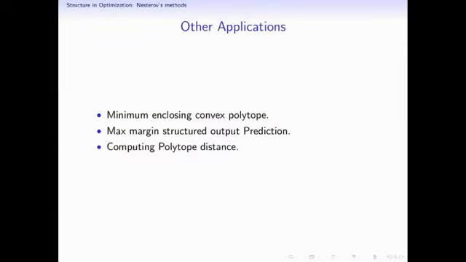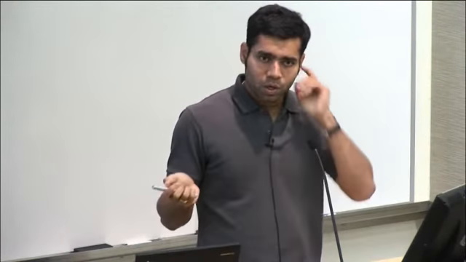So, pretty close to the end of my talk. Some other applications where I applied these things include the problem of finding the minimum enclosing convex polytope, which is again a computational geometry problem. The problem is that you have a set of points and a fixed polytope, and you want to find the minimum magnification of the polytope required to enclose these points. Turns out this problem can also be applied to certain active learning problems.